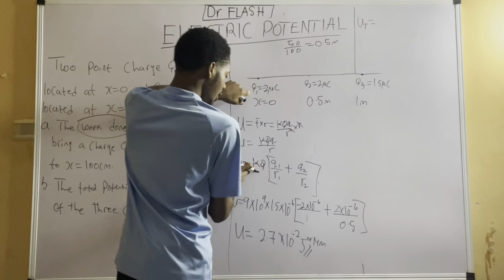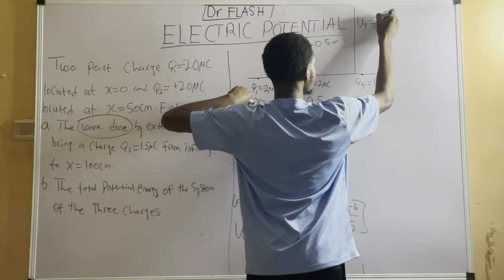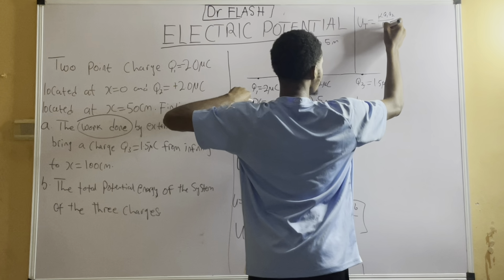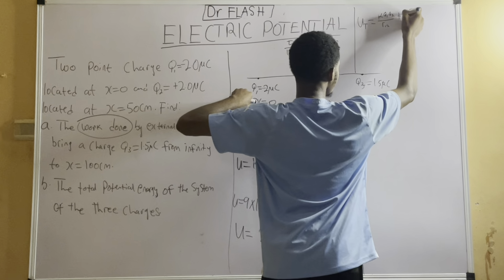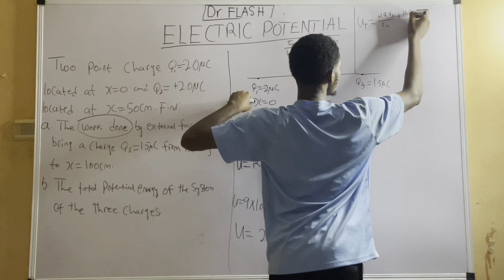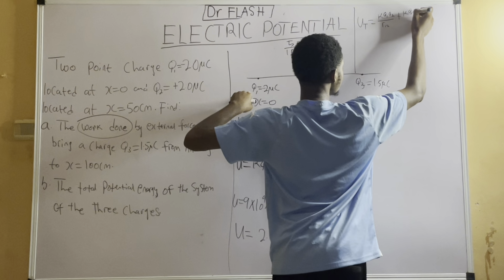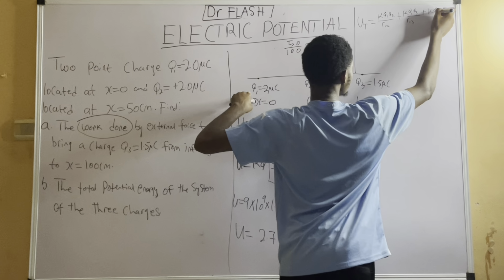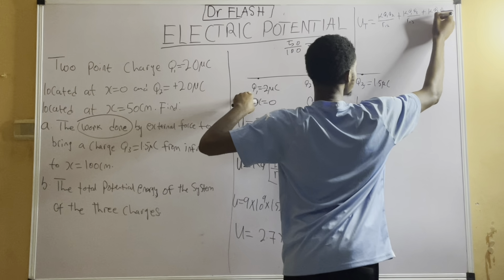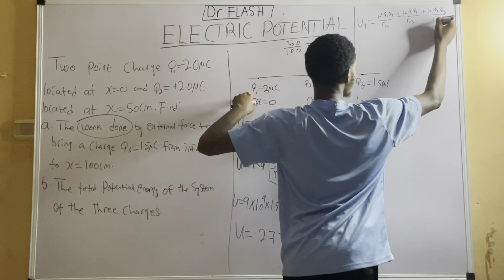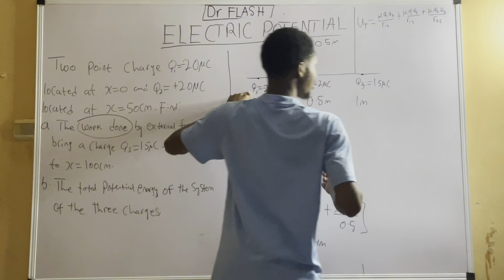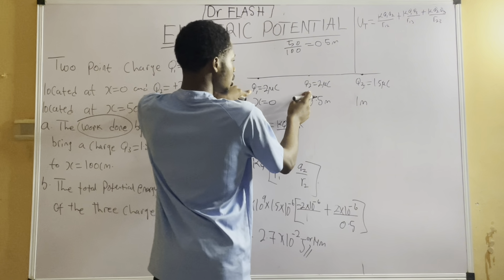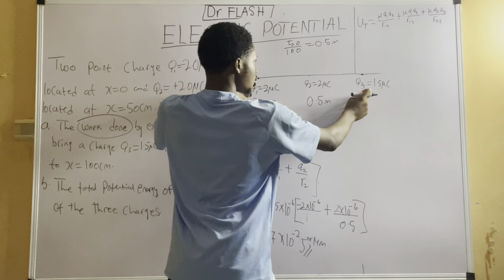So using the same formula, similarly, I'm going to get K Q1 Q2 divided by R12, which is the distance, plus K Q1 Q3 divided by the distance R13, plus K Q2 Q3 divided by the distance R23. Now that's the formula we're going to make use of. So we're dealing with the potential energy between these two, plus between these two, plus between these two. That's what we're going to do.